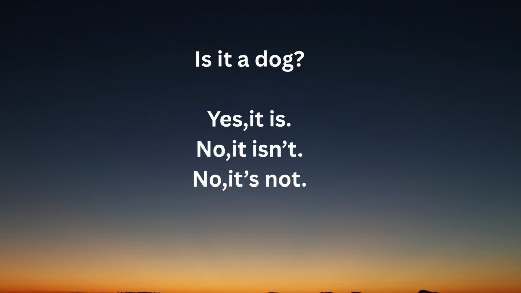When we make a question, remember we have to put the be verb in the front. Is it a dog? The intonation goes up for the question, is it a dog? Now, there are several answers you can give. The first one is, yes, it is. When you say no, you can give two answers. No, it isn't. Remember, isn't is a contraction for is not.